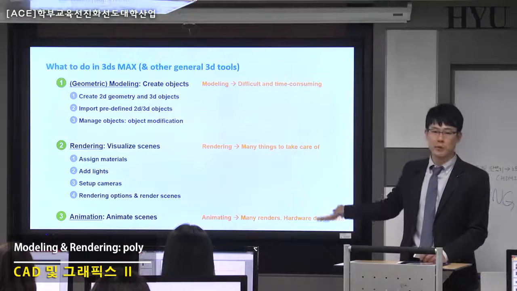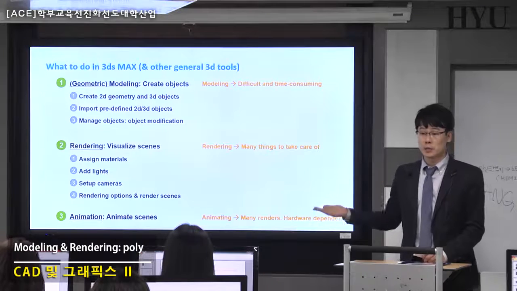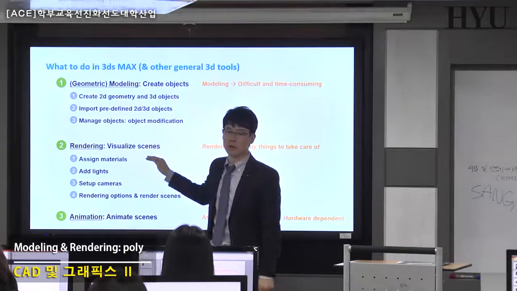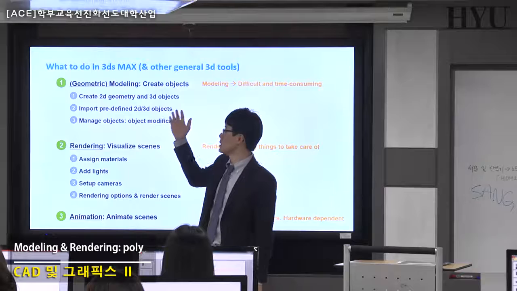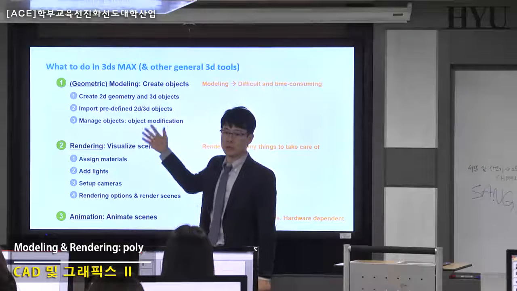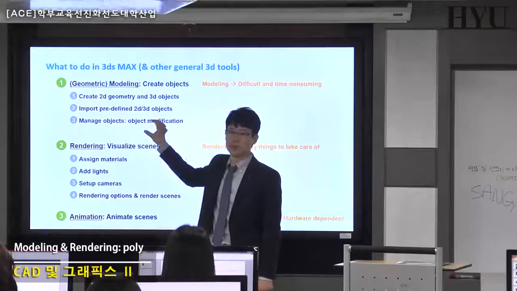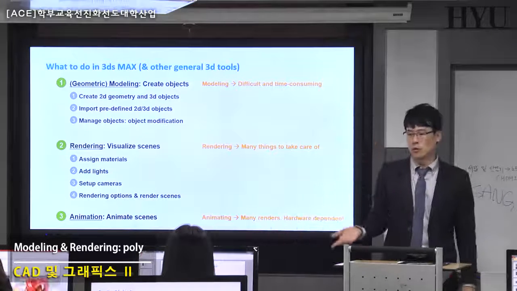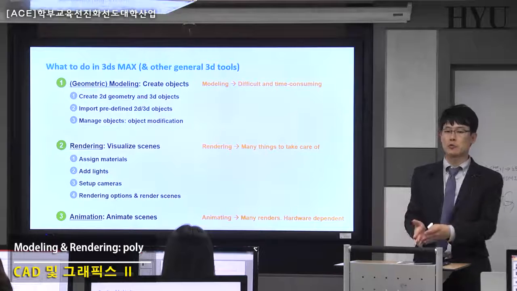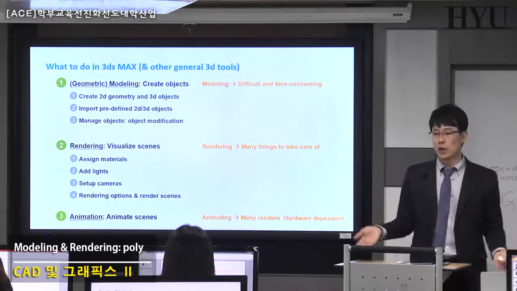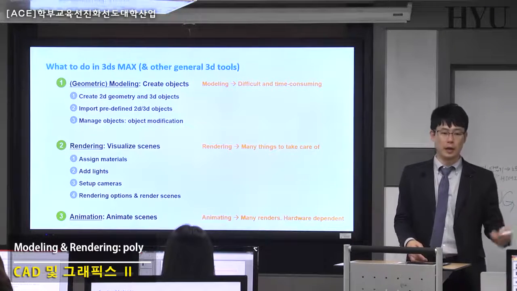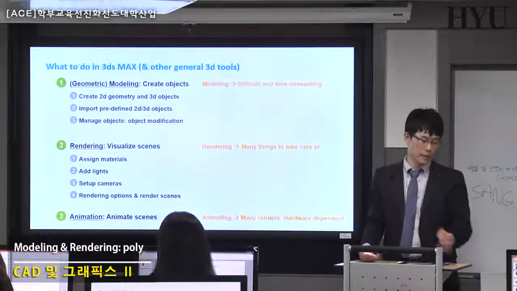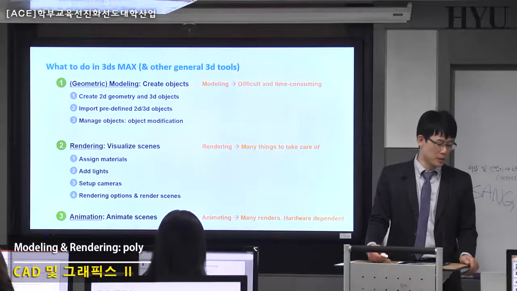Modeling, rendering, animation. From next week, we're going to deal with modeling and rendering. Half of your lab exercise is going to be some geometric modeling, especially architectural objects. The other half, some advanced features on rendering, so that you can get your design visualization effectively and easily. And also animation, probably at the end of this semester.